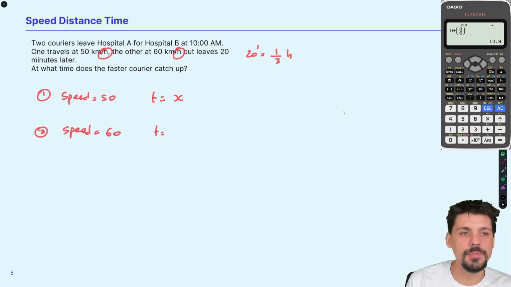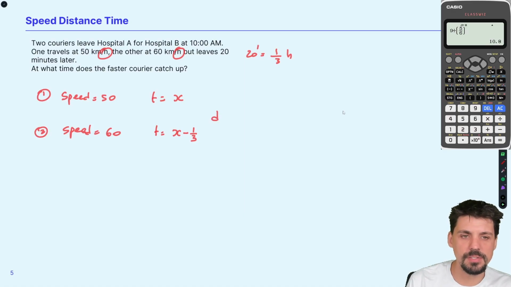So if he leaves 20 minutes later, he has 20 minutes less to travel. He travels for 20 minutes less. So that will be X minus 1/3 of an hour. Now, what can we do with this? Well, we know that if they catch up, the distance is the same. Their distance will be the same for both.